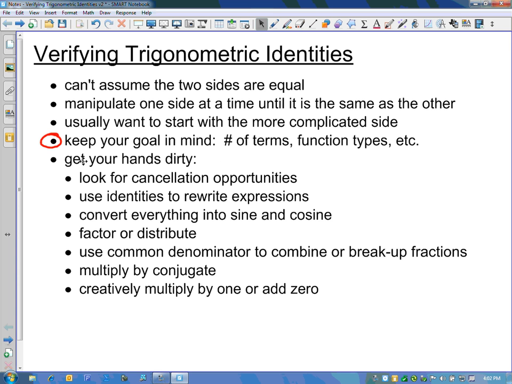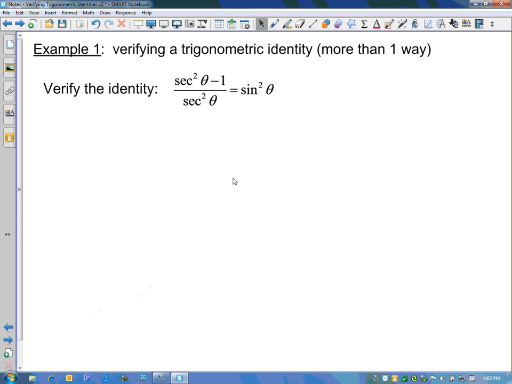But above all, you do have to get your hands dirty. Try something. Make a change. Look for the cancellations. Manipulate it some way, and then see if that's getting you towards your goal. So let's jump in with some examples. We're going to start by verifying this identity.